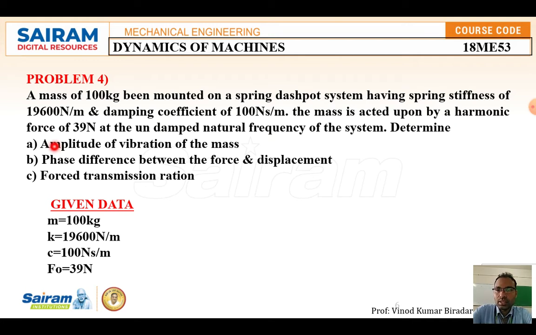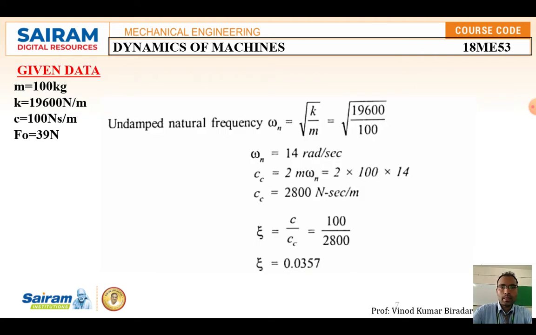Before solving this, note down the given data: mass is 100 kg, stiffness is 19,600 Newton per meter, damping is 100 Newton second per meter, and the external force, a harmonic waveform, is equal to 39 Newton. By using this, you need to calculate the amplitude, phase and force transmission.